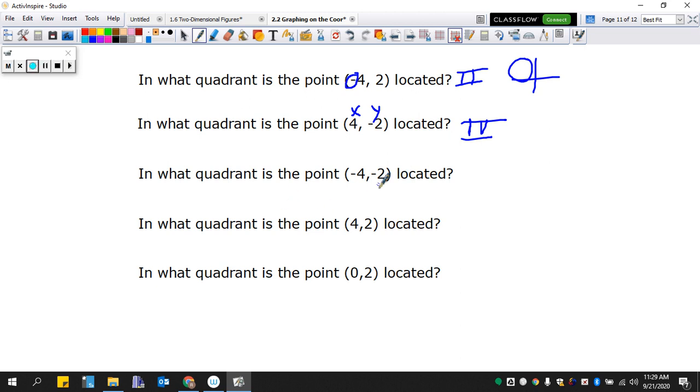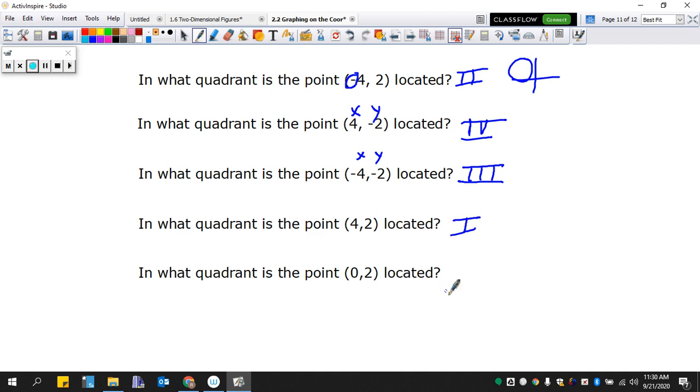In which quadrant is the point -4, -2? Okay, both the x and the y are negative, which if you remember or if you look back at the rules, is quadrant 3. Here, both the x and the y are positive, which is quadrant 1.